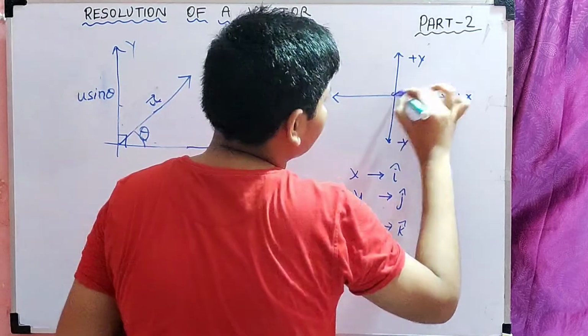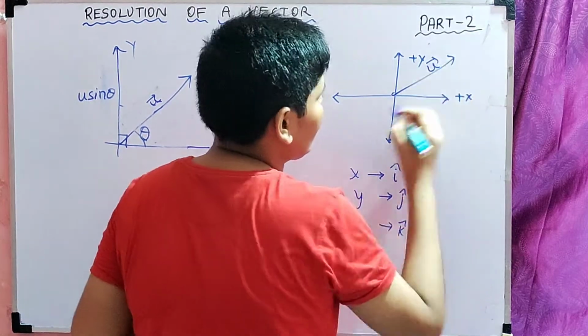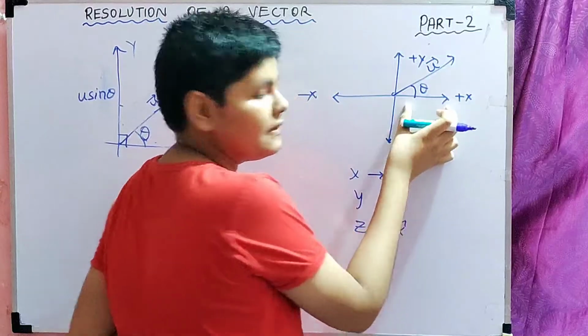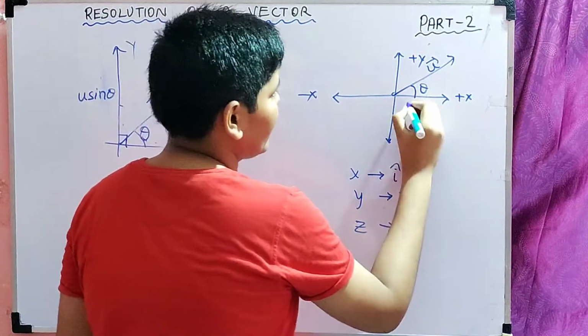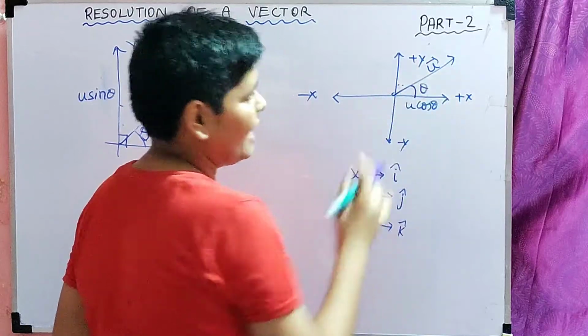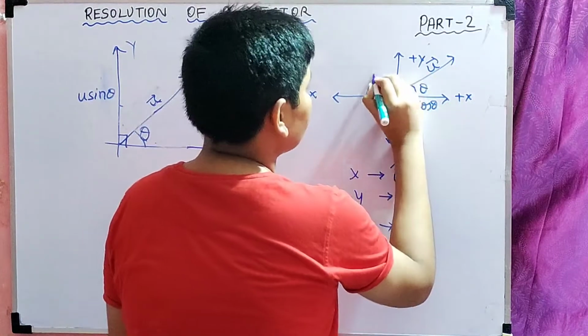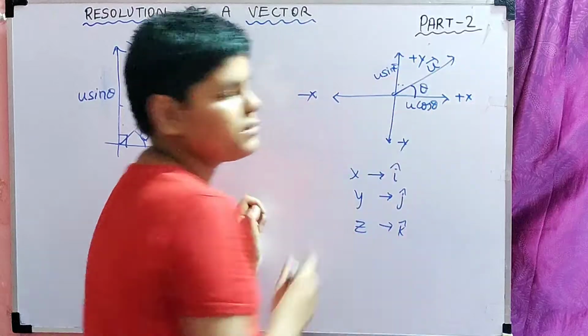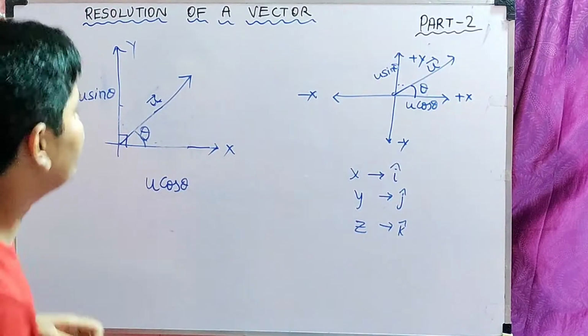So if here we have a vector u bar and this is the theta, with respect to the x-axis you get u cos theta, and if you have to find it with respect to the y-axis you get u sin theta. So this is how you can find the resolution of a vector.